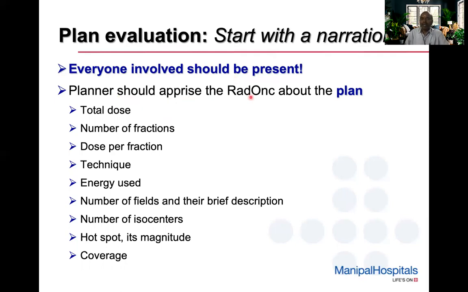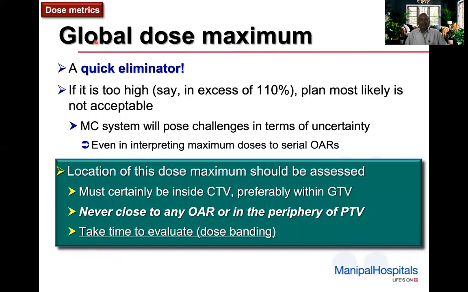Then the planner should apprise the radiation oncologist about the plan, like what is the total dose, number of fractions, dose per fraction, what is the technique that he has used, what energy has been used, how many fields, and their brief description, say like partial arc or single arc or dual arcs, is it full arc, things like that, and how many isocenters have been used in the plan, and what is the hot spot and what is its magnitude and coverage. Everything the planner should tell before actually going on to the evaluation. So the evaluation starts with looking at the dose metrics, different dose metrics.